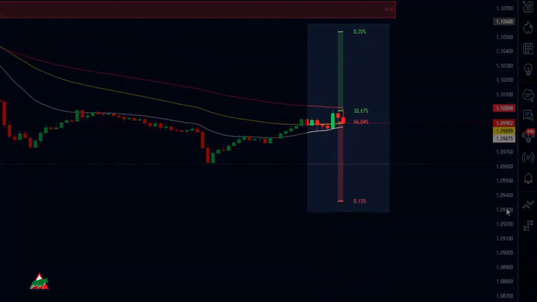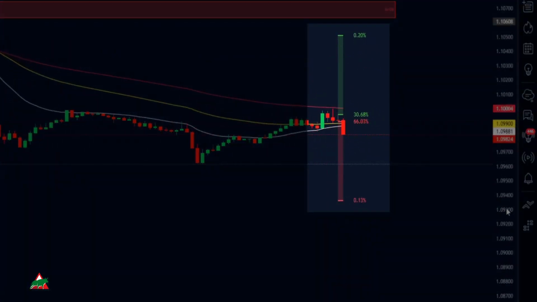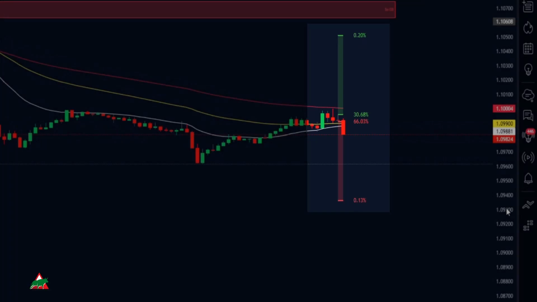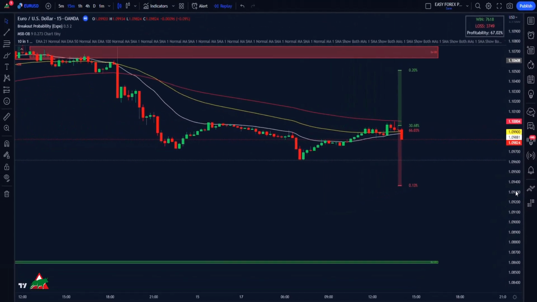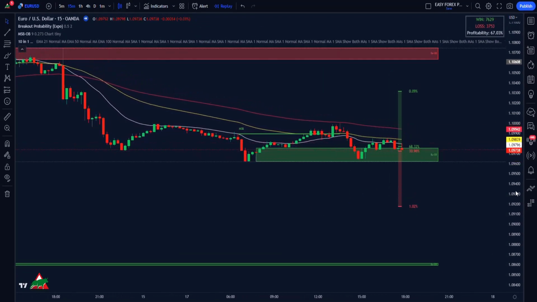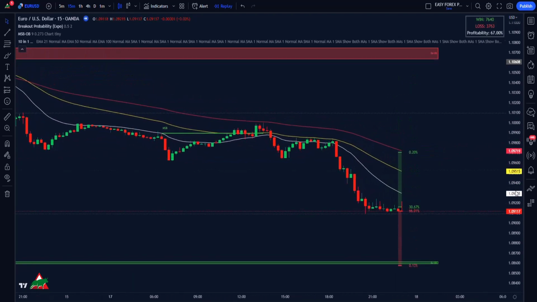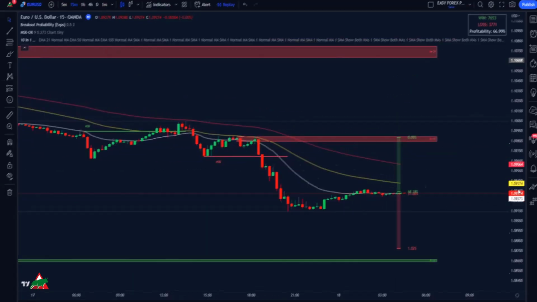The first indicator is the Breakout Probability Indicator created by Zierman. This tool calculates the likelihood of the next candle's direction based on the previous candle's direction and volatility. By identifying potential breakouts in the market, we can capitalize on profitable trading opportunities.